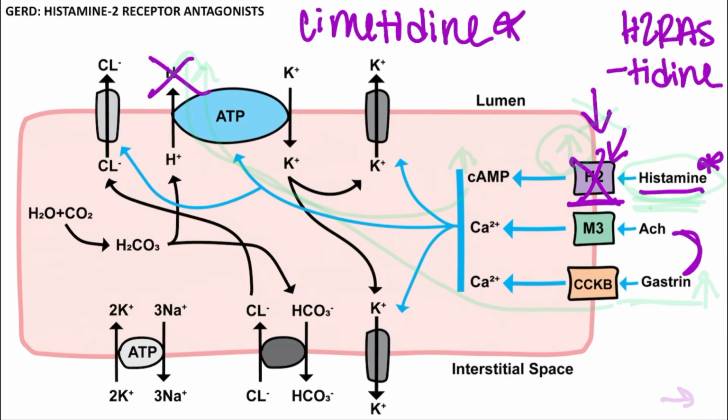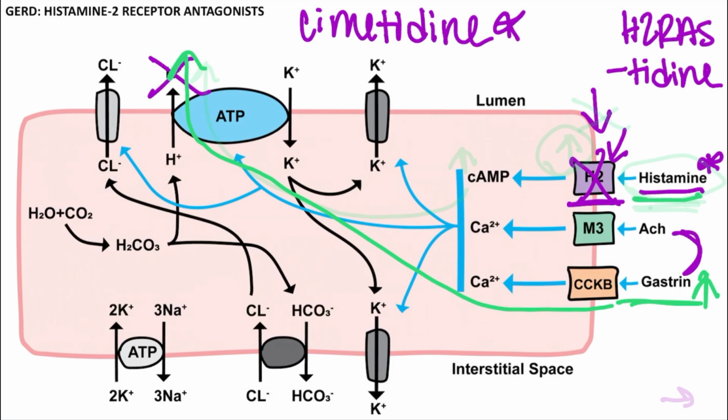Now, regardless of the H2RA chosen, there are two problems that occur with this class of medication, and that is tolerance and rebound. So tolerance to these agents can occur in a few days because of that hypergastrinemia that I mentioned with the proton pump inhibitors. But now this hypergastrinemia will actually lead to an increase in gastric acid production, providing a sort of escape route to this histamine receptor inhibition.